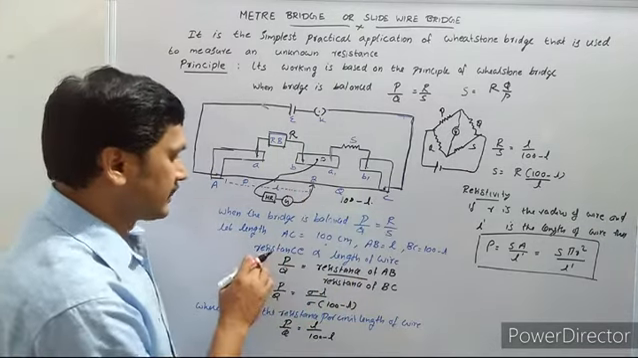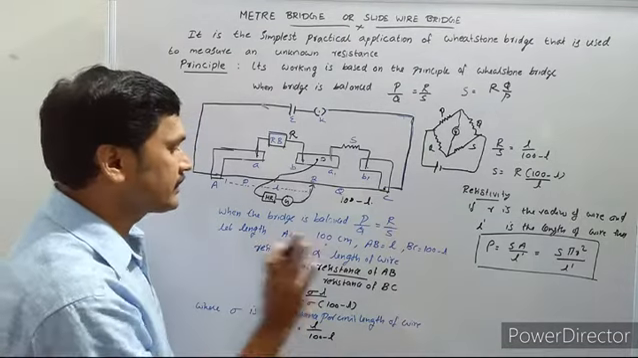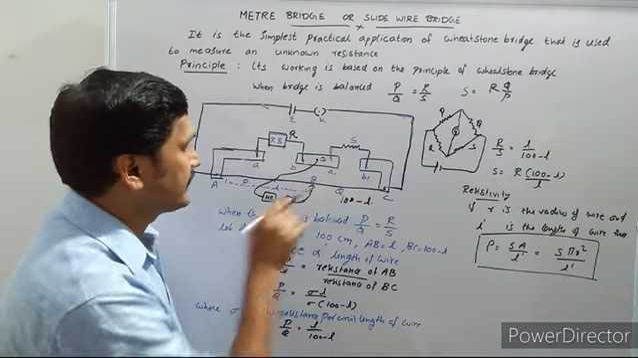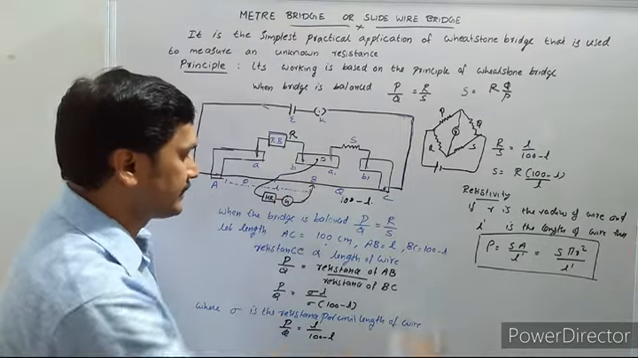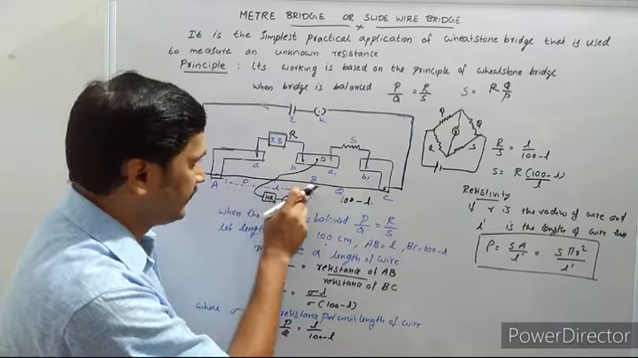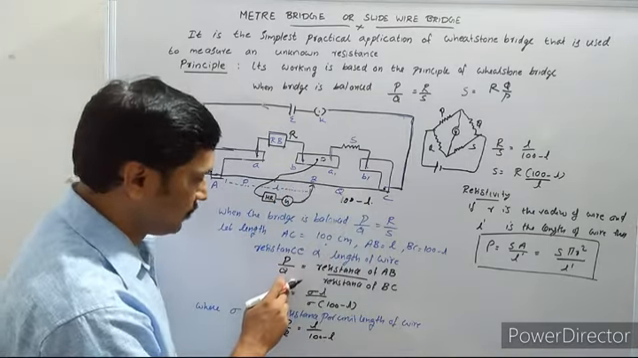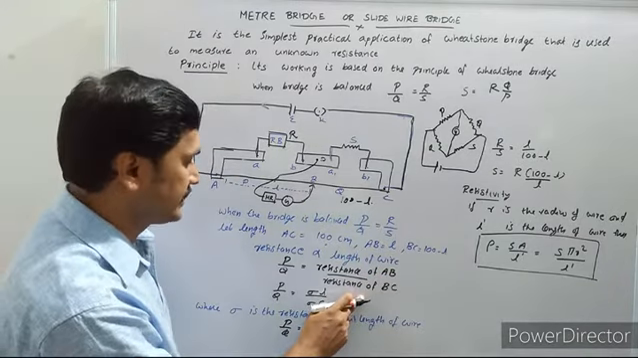You know that the resistance of the wire is directly proportional to length. So we are using this concept to find the resistance of wire AB and BC. That is P by Q, which is equal to the resistance of AB divided by the resistance of BC.